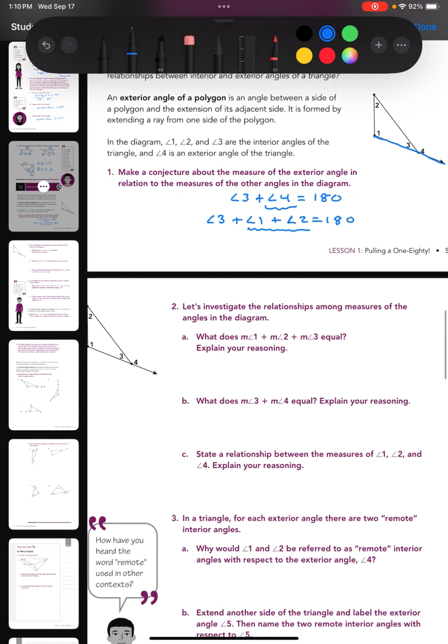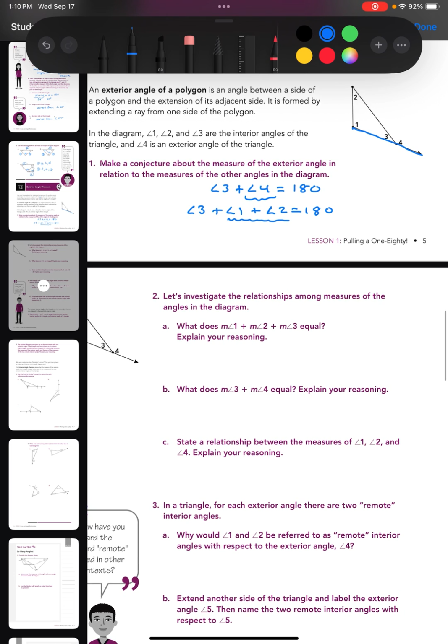Okay, so moving on, we're going to investigate that a little bit. Kind of just diagrammed out what A is asking. What does measure of angle 1 plus measure of angle 2 plus measure of angle 3 equal? Well, those are the interior angles of the triangle, so those add to be 180. And then B, what is the measure of angle 3 and angle 4 equal to? Also what I just diagrammed out above, those add to be 180.